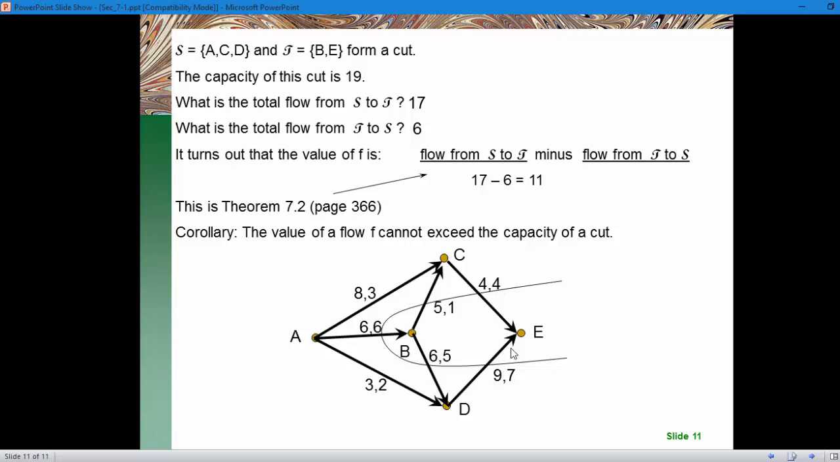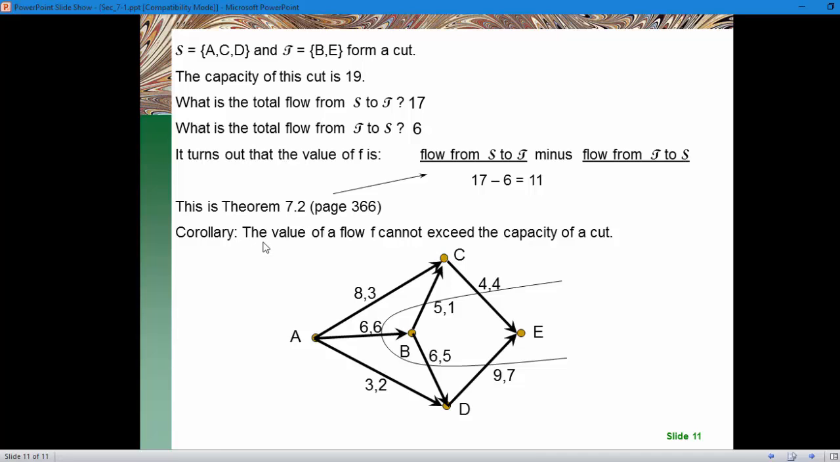Look at the value of the flow. Forget the cut. Let's look at the value of the flow. The value of the flow is the value going into the sink or coming out of the source. It doesn't matter because the two values are the same. 4 plus 7, that's 11. Or if you add 3 plus 6 plus 2, that's also 11. And that's the value of the flow. Theorem 7.2 says that the value of the flow is the flow from S to T minus the flow from T to S.